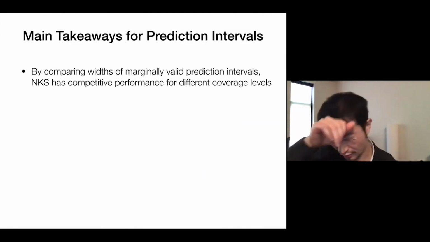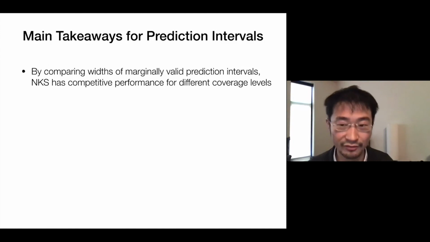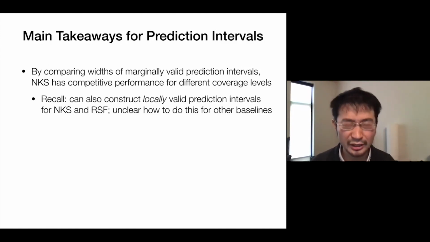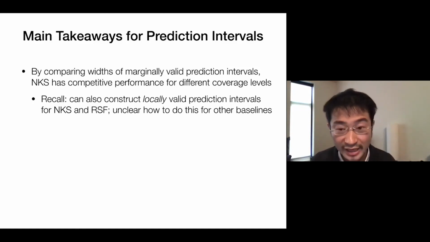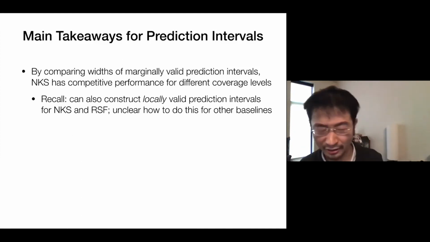Okay? So the main takeaways from looking at the widths of these prediction intervals is that NKS, neo-kernel survival analysis, has competitive performance. I mean, it depends on what coverage level you're looking at and which data set you're looking at. And the one thing I want to remind you is that for neo-kernel survival analysis and also random survival forests, we can actually construct locally valid prediction intervals. For none of the other methods is it clear how to actually do that.